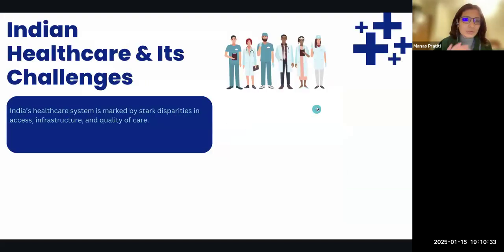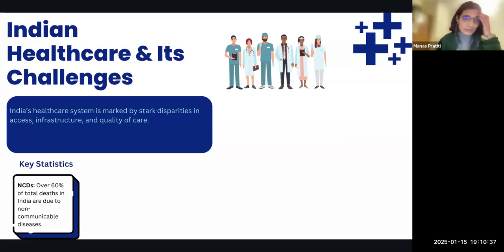Now let's talk about India and Indian healthcare and its challenges. The major challenge that the Indian healthcare system faces is the stark disparity in access, infrastructure, and quality of care. As you know, AIIMS in Delhi sees so many patients coming from nearby smaller districts to Delhi because, of course, they don't have as much access to healthcare in their area, or access to infrastructure or the doctors.